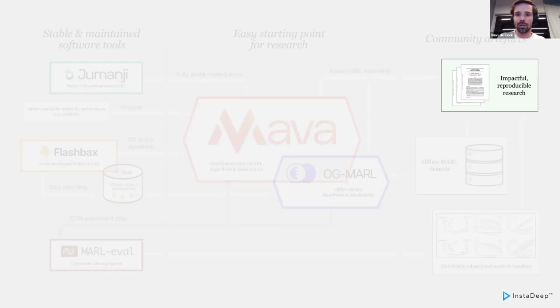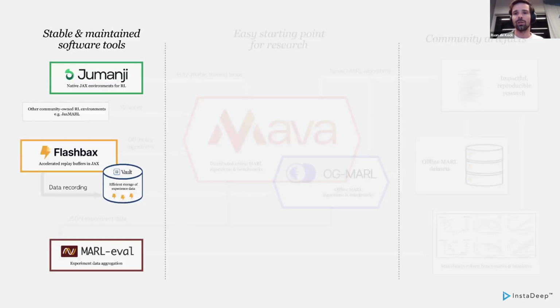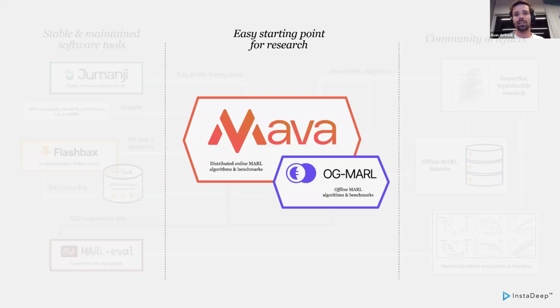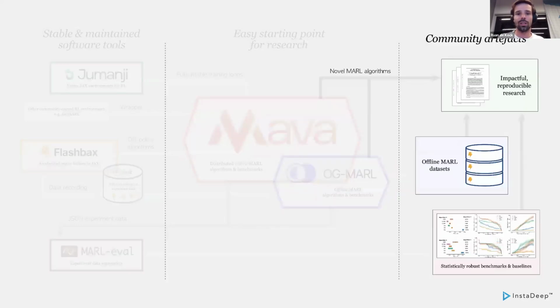And that really brings us to the final aspect of the community artifacts pillar, which is impactful and reproducible research. So as a refresher on this entire ecosystem's pillars, the first pillar is stable and maintained software tools, which comprise Jumanji, which are these RL environments, Flashbax and Vault, which are these jittable replay buffers and data storage tools, MARL-Eval, which is this experiment data aggregation tool, and these easy starting points for research in Mava and OG-MARL, which really are there for the community, but also for ourselves to start and hack with and build research on, but that we know once we've done our research, the software can also scale to leverage massive compute and new accelerators.